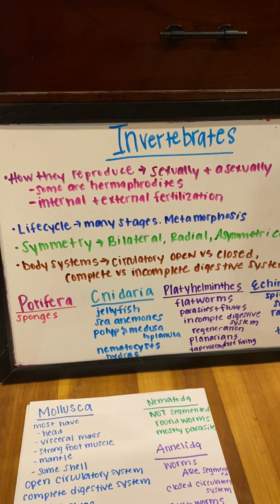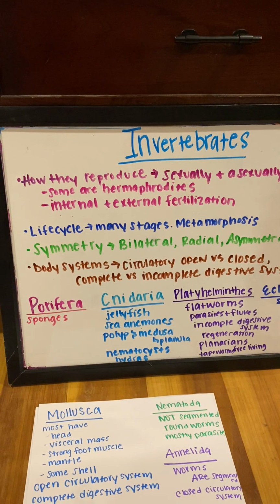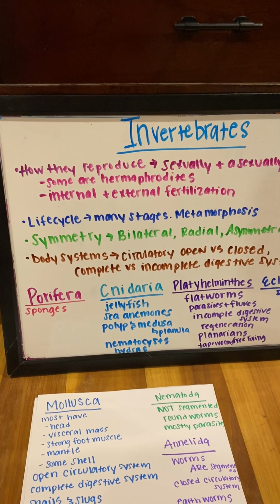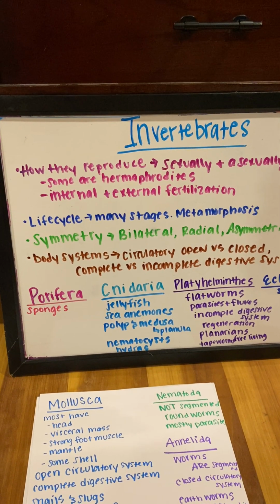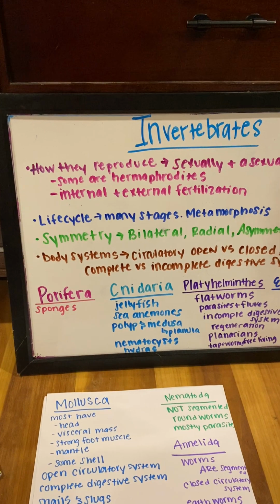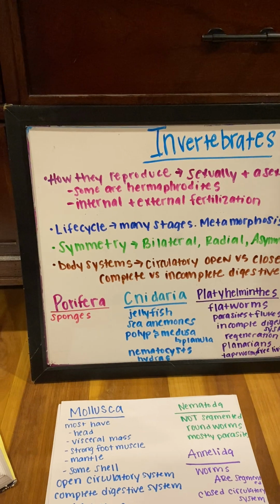A hermaphrodite means they have both male and female gametes. They have both male and female sex chromosomes. So they are neither male nor female, they are both in one animal. Several things are hermaphrodites. We'll talk about a few of them today, but you do need to know what that is.